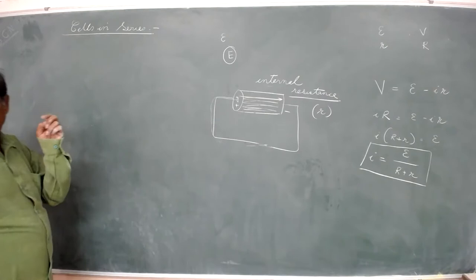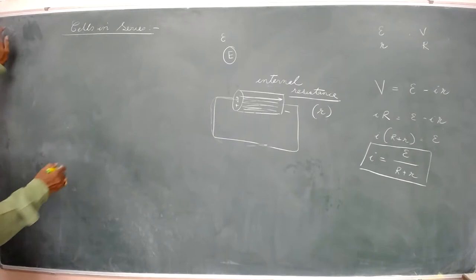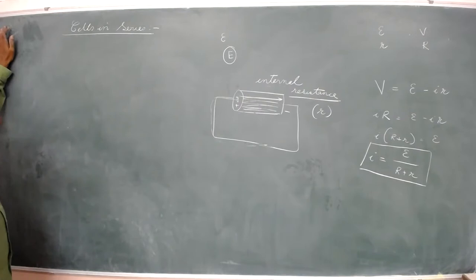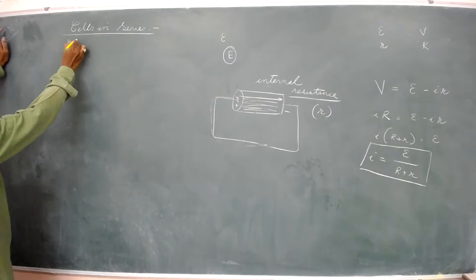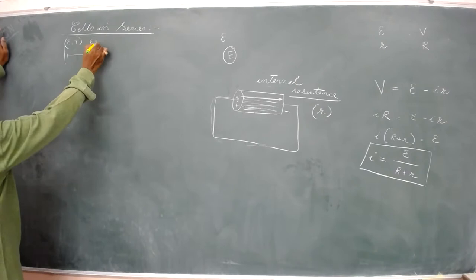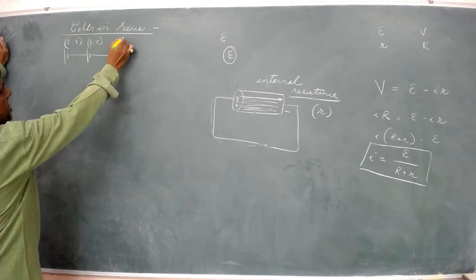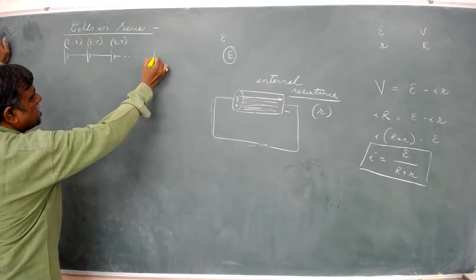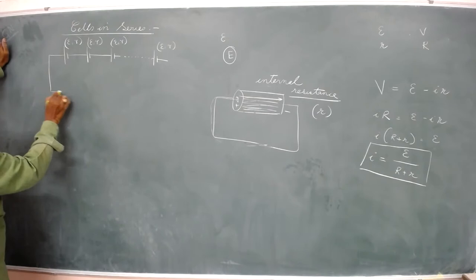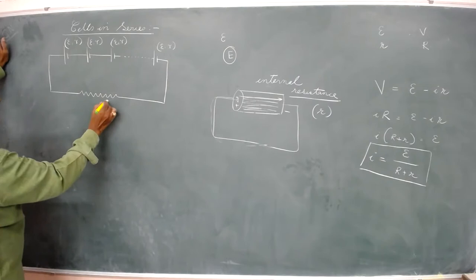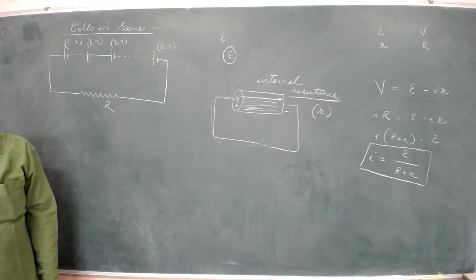Series combination means end-to-end connection. Consider n number of cells of equal electromotive force and equal internal resistance. This is one cell, electromotive force epsilon, internal resistance r. One more cell I am connecting over here, electromotive force epsilon, internal resistance r. One more cell, internal resistance r and electromotive force epsilon. Like this, n number of cells, and this is the nth cell, epsilon and r. Now, this is the external resistance R. This type of combination is known as a series combination.